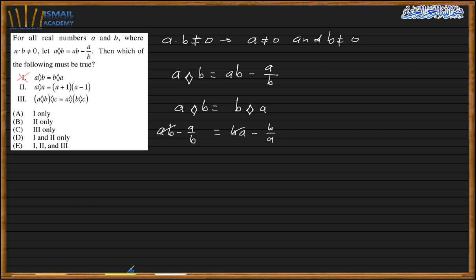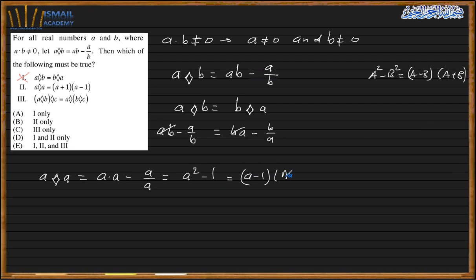So let's try the second one. If I have A diamond A, it is the first times the second minus the first over the second, which means I have A squared minus 1. And this is the difference of two squares. So if I have A squared minus B squared, it is A minus B times A plus B. So here it is the same thing as A minus 1 times A plus 1.